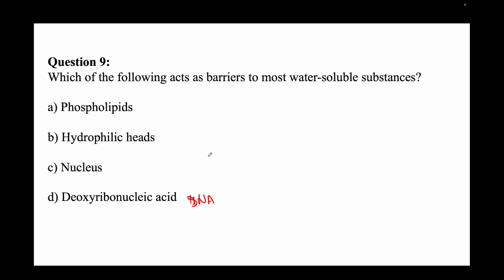I have told you polar molecules like the polar environment and non-polar molecules like the non-polar environment. So, water soluble substances are polar, right? Water soluble substances means they are polar. So, if they are polar, what would they like? They will like polar. So, what would be a barrier to them? The barrier would be non-polar. So, which of the following is a non-polar barrier?